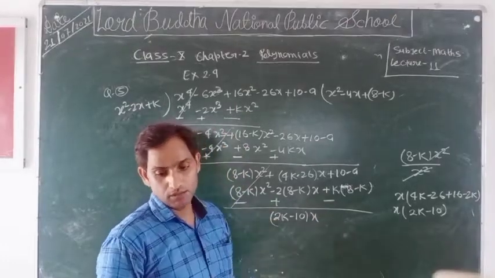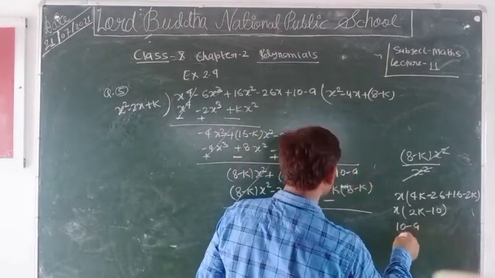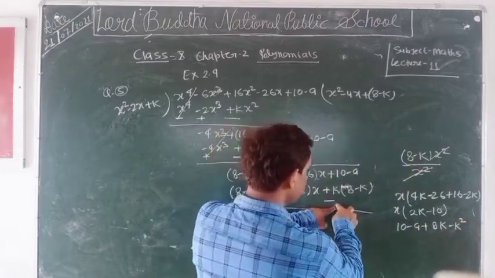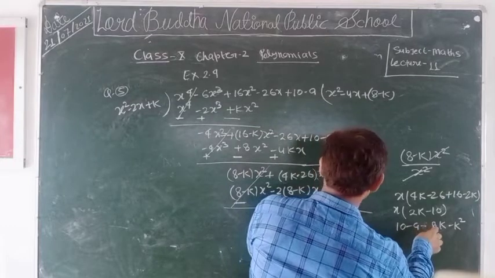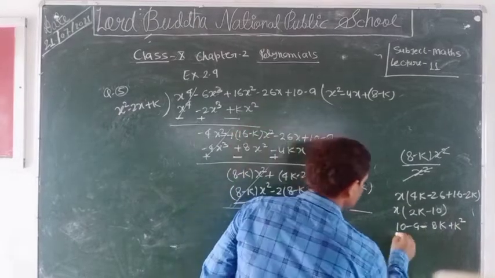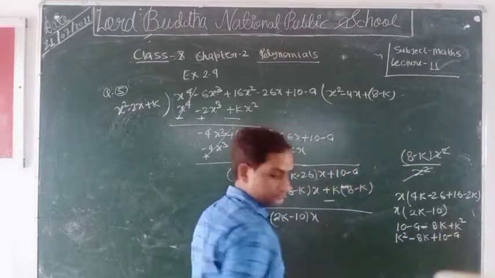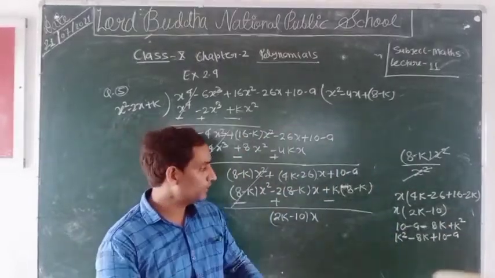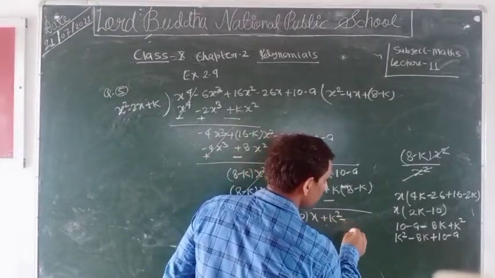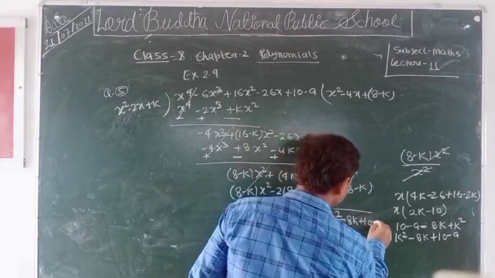Now we solve the next term. The next term is 10 minus a plus 8k minus k square. Here minus, this will be minus 8k. The sign will be plus here, plus. Means the value will be k square minus 8k plus 10 minus a. Here we are done: k square minus 8k plus 10 minus a.